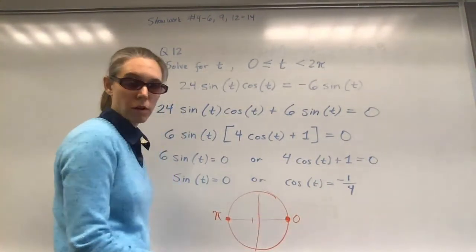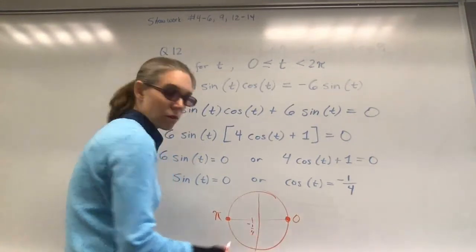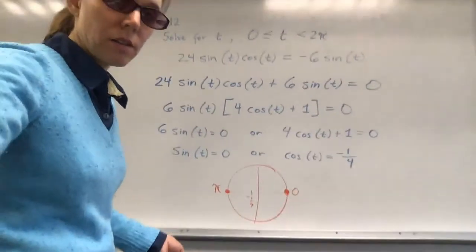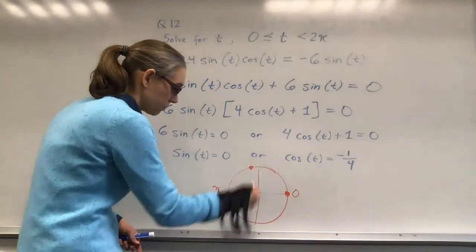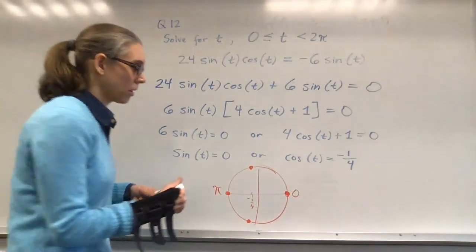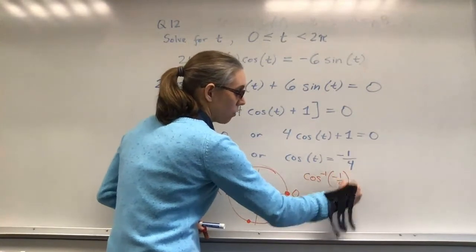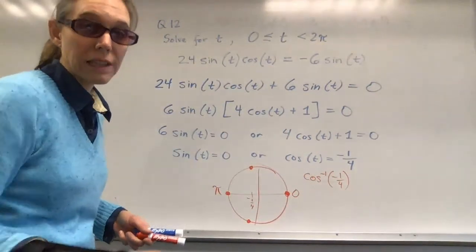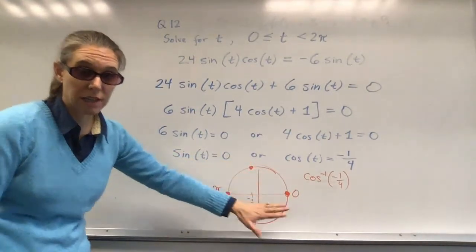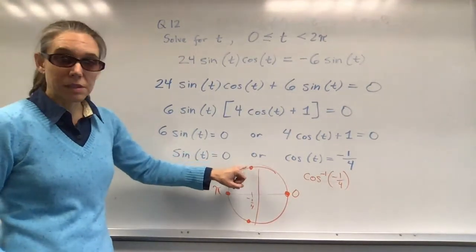Well, -1/4 on the x-axis is right about here, but -1/4 is not a value on the unit circle, so what I need to do is use my calculator to figure out the values. When I use the calculator, I'm going to have to take arc cosine of -1/4. And arc cosine will only give me values in the first two quadrants, because remember that arc cosine has the rising sun. So that means I will only be able to get this dot.